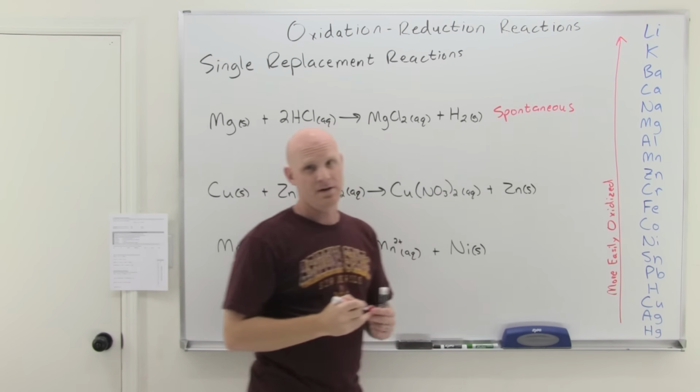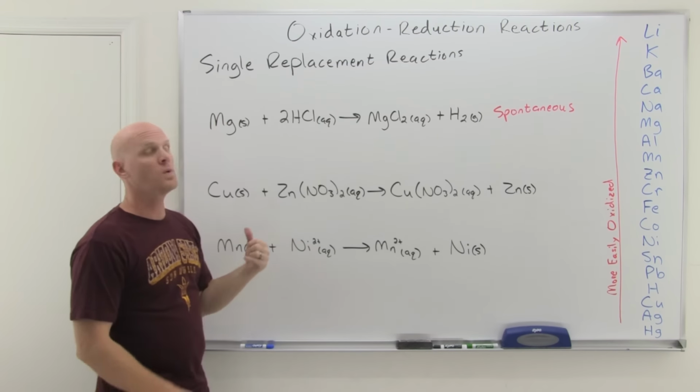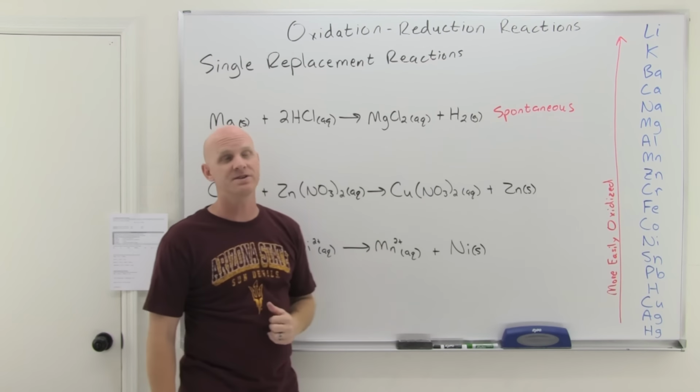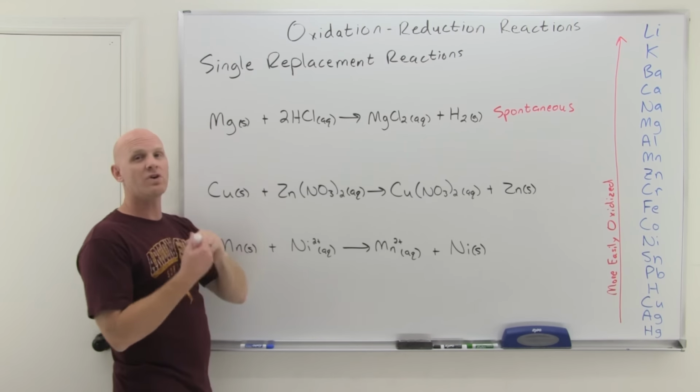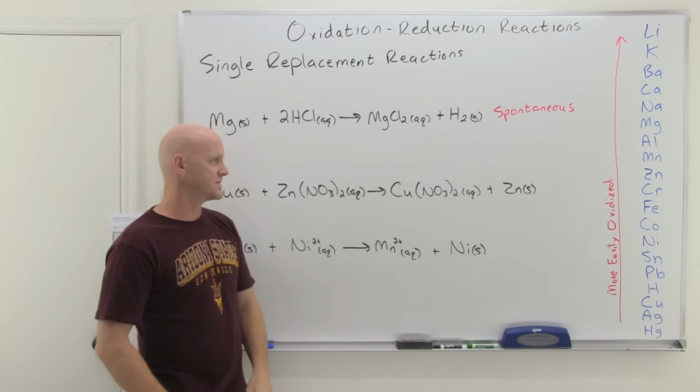It will happen. So when you drop a solid piece of magnesium in aqueous hydrochloric acid, what you'll find is that the solution starts to bubble as a gas is produced, in this case hydrogen gas, and that magnesium solid dissolves away into the solution, turning into part of the aqueous part of that solution.